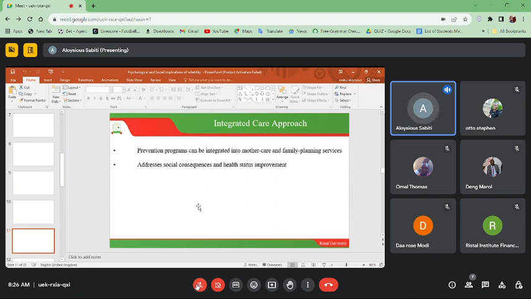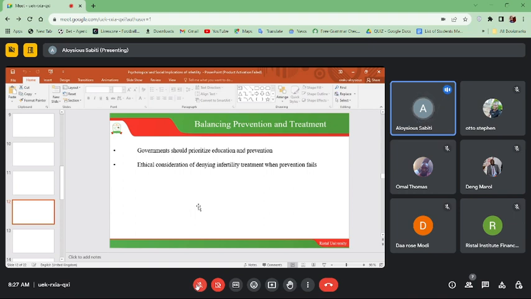So whether you are giving a nutritional service, an antenatal service, an HIV testing service, or going in for a community dialogue, you should be able to integrate the prevention message in the particular activity you are undertaking.